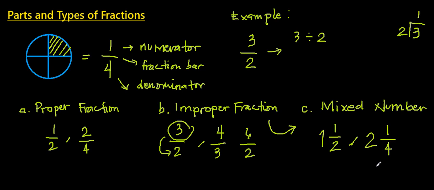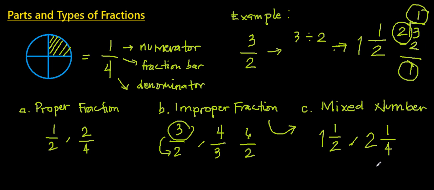3 divided by 2 is 1. 1 times 2 is 2. 3 minus 2 is 1. So therefore, we can write it as a mixed number of 1 and 1/2. The remainder should be on top. Then we have to copy the divisor. So the correct answer is 1 and 1/2.